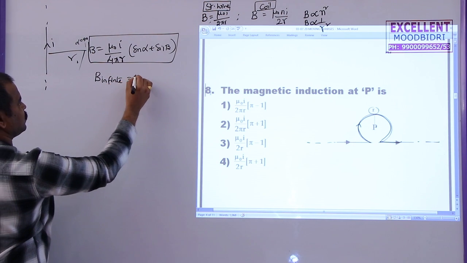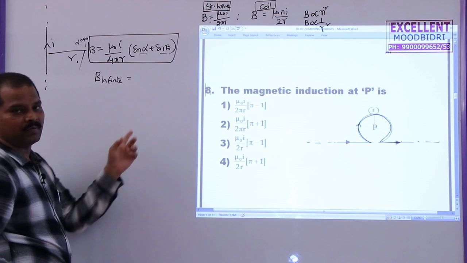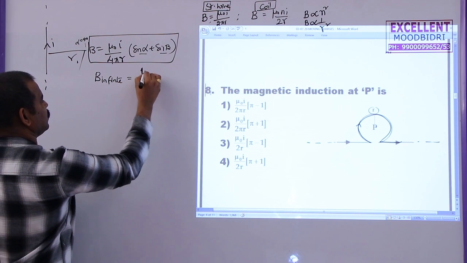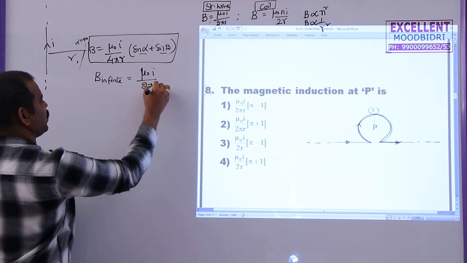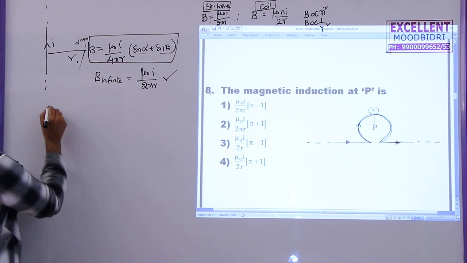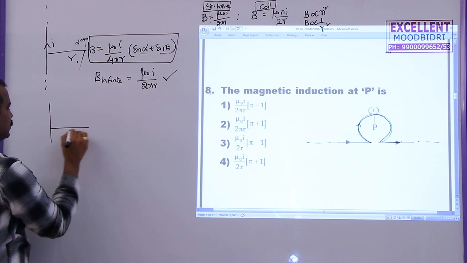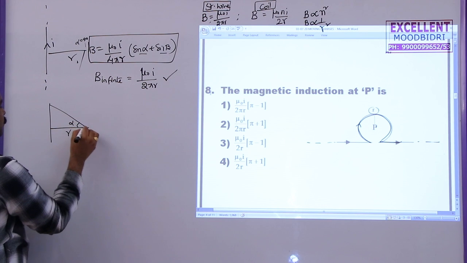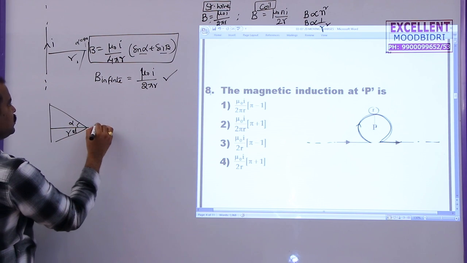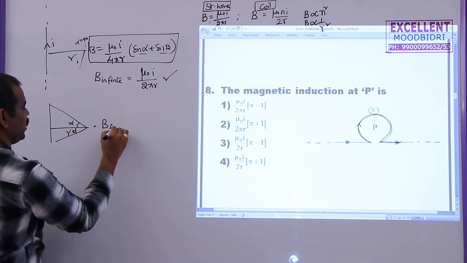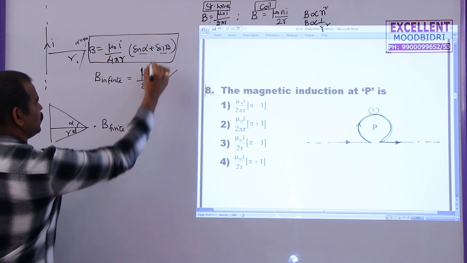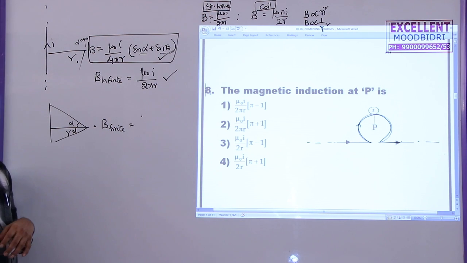For an infinite wire, this will become sin 90 plus sin 90, 1 plus 1, 2. The 2 gets cancelled, giving mu naught I by 2 pi R. This is for infinite length. Now for finite length, let us say the distance is r. Here this is alpha, this is beta. Then B due to finite length will be the same formula, sin alpha plus sin beta.